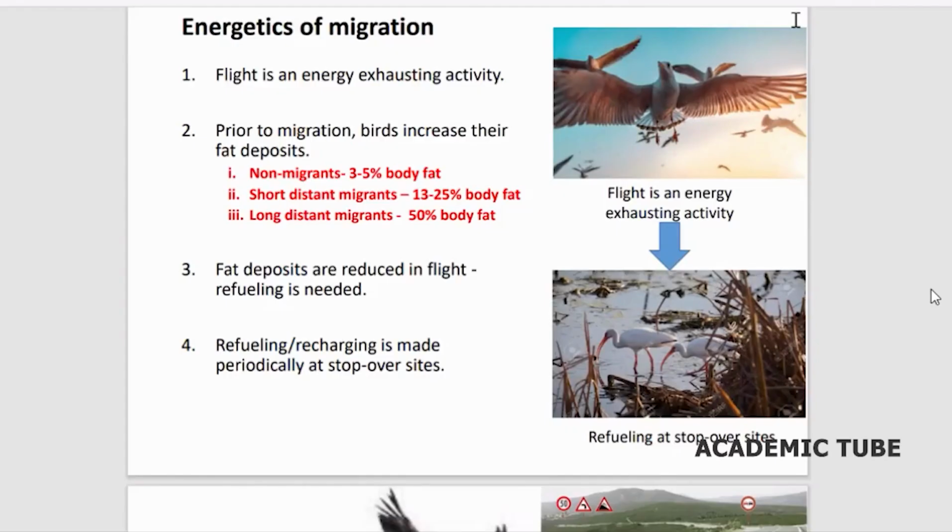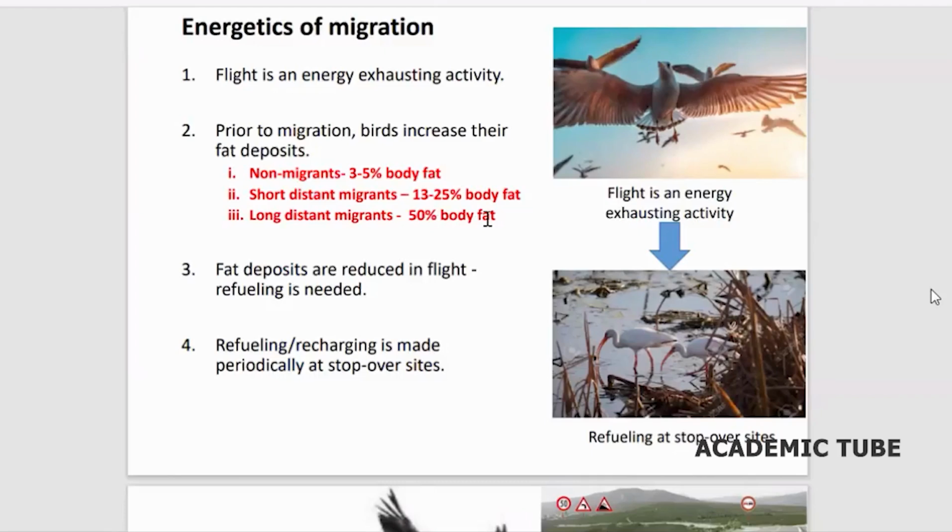You see, now that is clearly shown in these statistics. Non-migratory birds, they are not fat. Means there is a lesser amount of stored food in their body. Short distance migrants, 13 to 25% of body fat, more than the non-migrants. But when you consider the long distance migrants, like the wild geese, 50% of the body is fat.